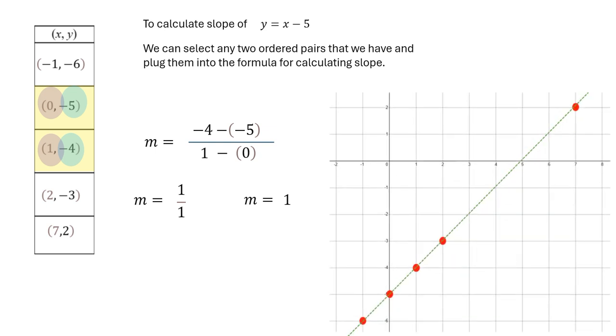Let's bring back our graph showing the points that we had from our table of values. And we notice that for every movement along the x-axis, we have an equal movement along the y-axis. It's a 1-to-1 ratio, which is why we have this slope of 1. If you follow this animation, you can see that we have this nice stepwise little pattern.